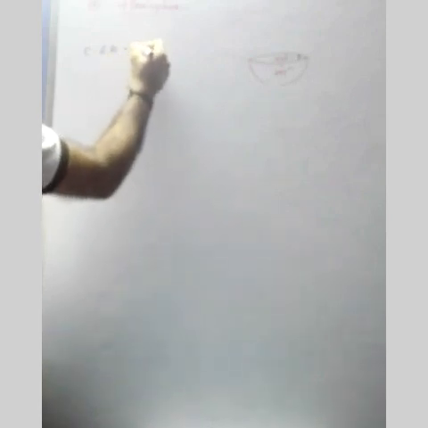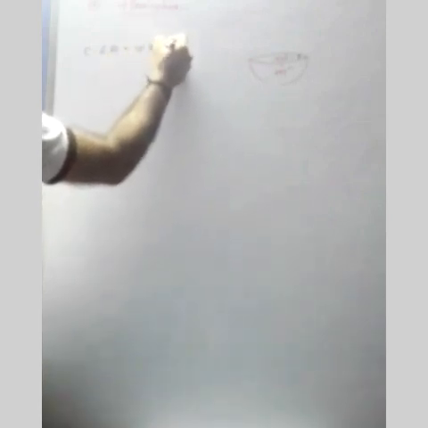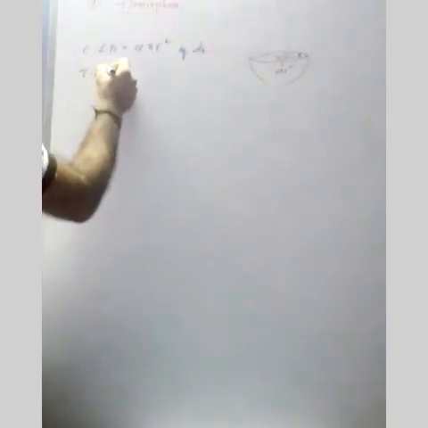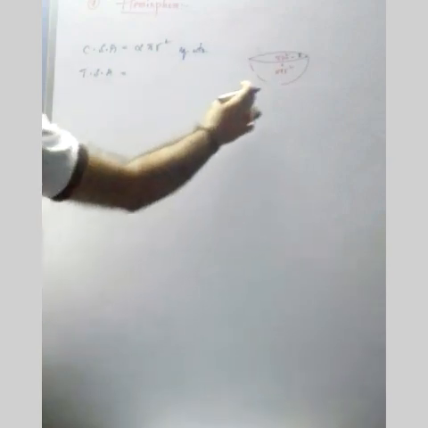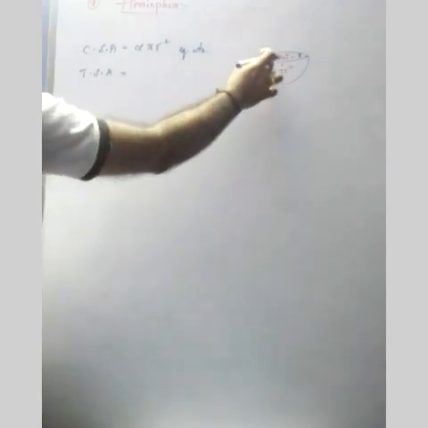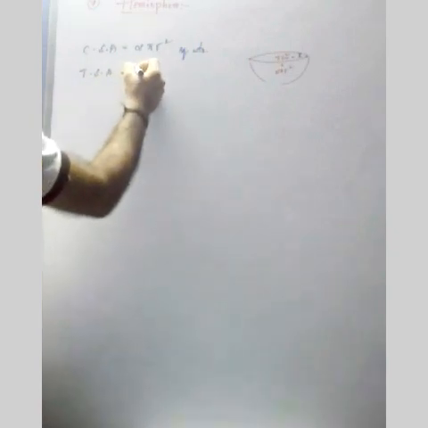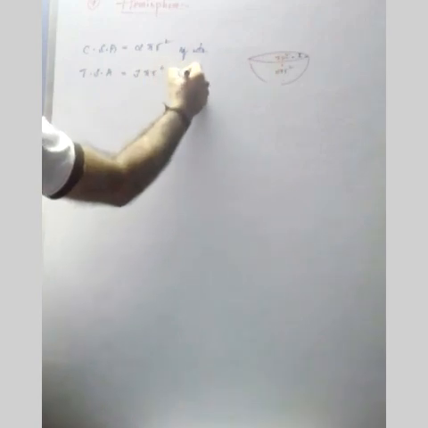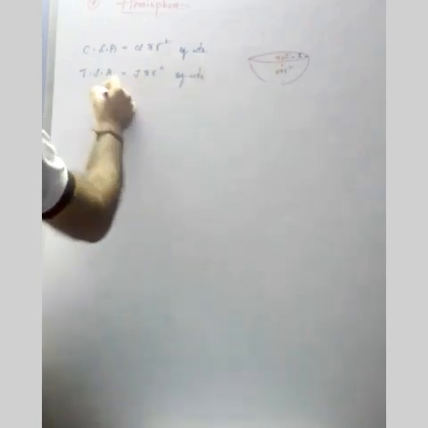See here, when we consider one hemisphere, that is the radius. CSA of the hemisphere equals half of the area of the sphere, that is 2 pi r square, square units. TSA of hemisphere equals curved surface area of the hemisphere plus area of the lid, that is 2 pi r square plus pi r square equals 3 pi r square units.